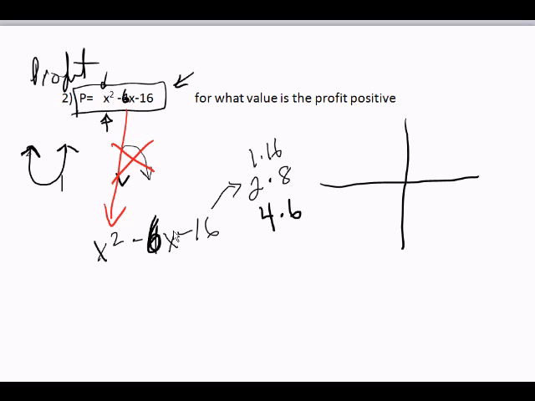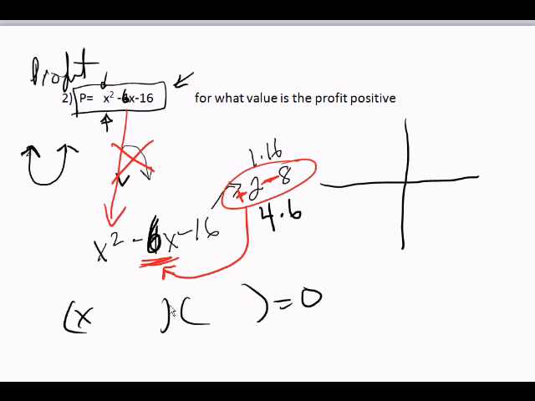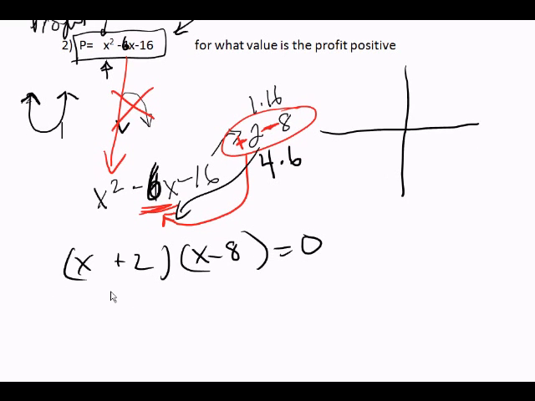There we go. Okay, so which pair will add or subtract to equal negative 6? These are my pairs that equal 16. A positive 2 and a negative 8 will give us a negative 6. That's the pair I'm going to use for my factors. x, x, and I'm going to put the pair in here, a plus 2 and a minus 8.